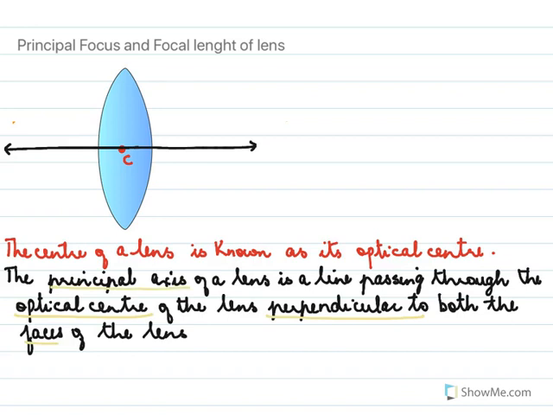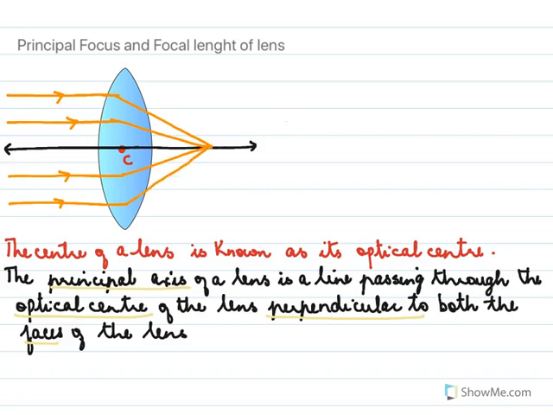Next we will learn what is the focus of the lens. Now rays that are parallel to the principal axis, all these rays which are parallel to the principal axis, after refraction they all meet at a point on the principal axis. They undergo refraction through the lens and they meet at this point here. This point where they meet is called the focus of the lens. So this is the focus.